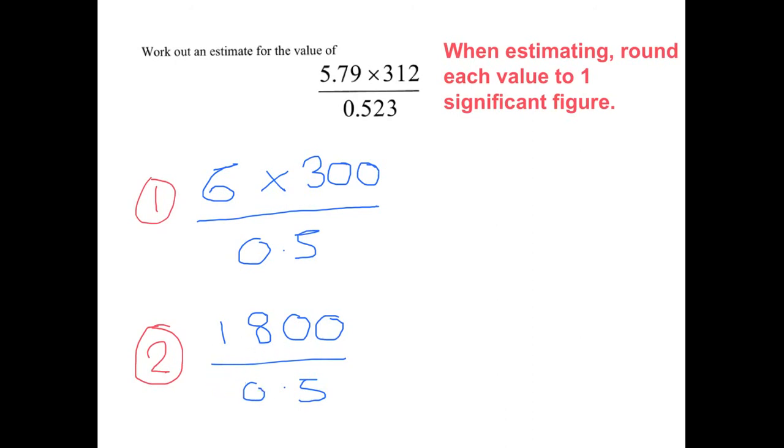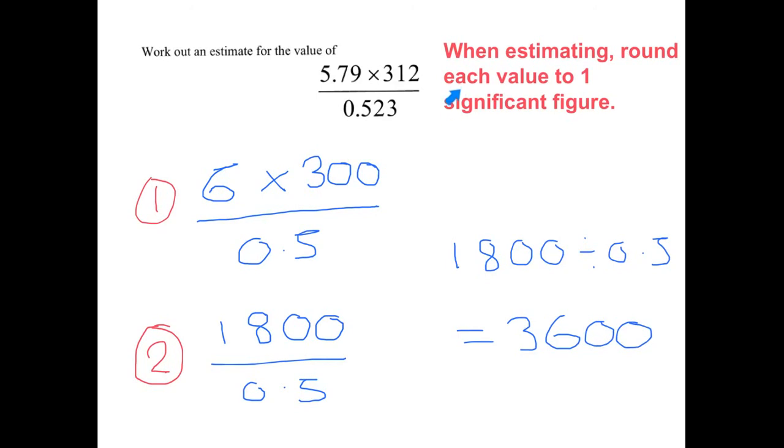So if we have 1,800 divided by 0.5, the actual answer we're going to get is 3,600. So that's a brief introduction into estimating. Remember, the key point here that you must always remember is each value you round to one significant figure.